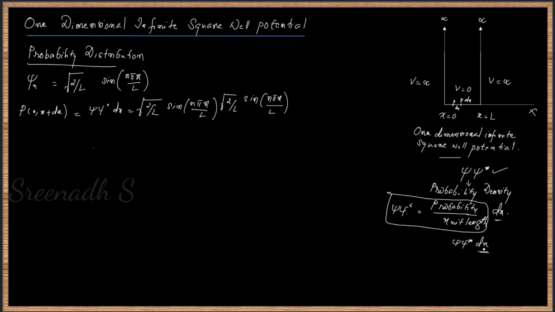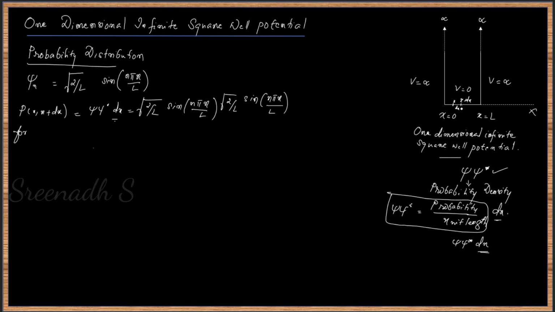Once we have the probability for dx length, it will be easy to find the probability between any two points. We just need to add up for dx, or we can integrate within the limit. If we find the probability for dx distance, it will be easy to find the probability between any two points if the limit is given.